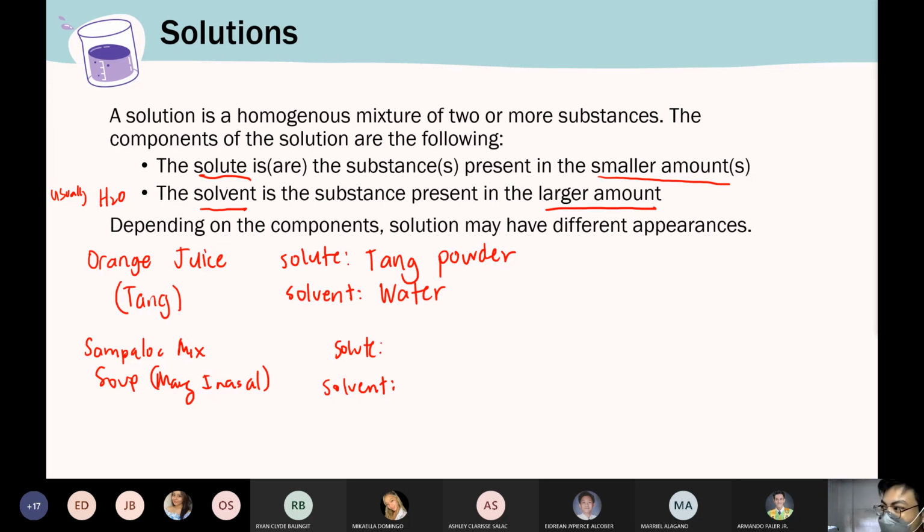Sinigang. Sinigang sa sampalok mix. Ito. So, marami nagsagot. The solute is the soup mix. Okay, yung powder, sampalok mix. And the solvent is water. Di ba? Ang sarap kumain, no? Mamaya nasa ano na tayo. Nanonood na tayo ng nanonood ng mukbang dito. Okay? So, the solute is just like yung orange juice, it is the powder of sampalok mix, no? Sampalok mix powder.